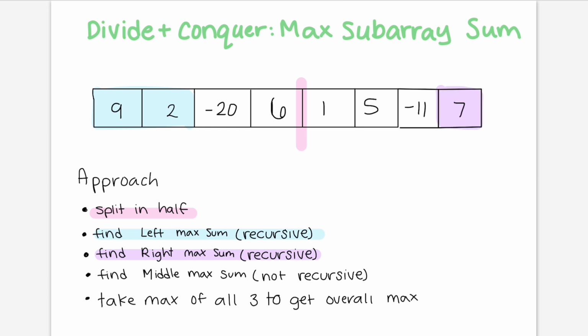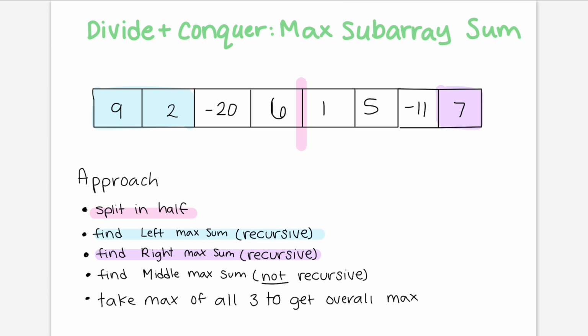And then what you're going to do is you're going to calculate the middle max sum. And I think the reason why I had such a hard time understanding how this algorithm worked was because I kept thinking, oh, well, you're calculating the right and left recursively. In some way, it has to calculate the middle recursively. And that is not true. Calculating the middle max sum is not done recursively. And I'll just show how that works.